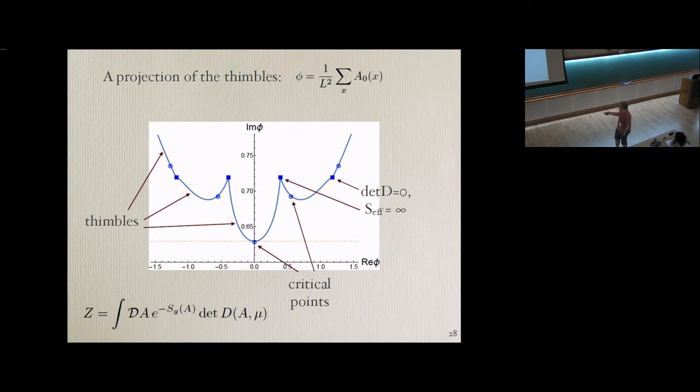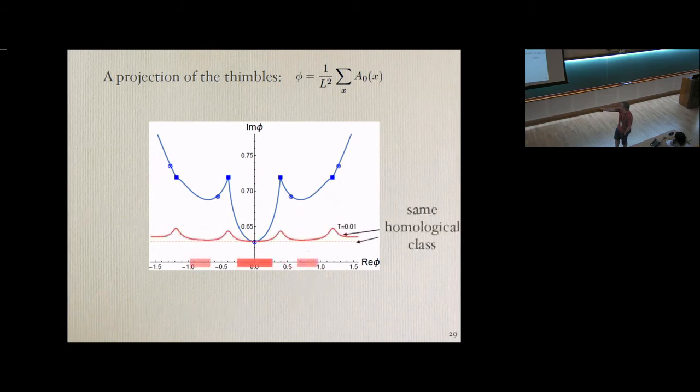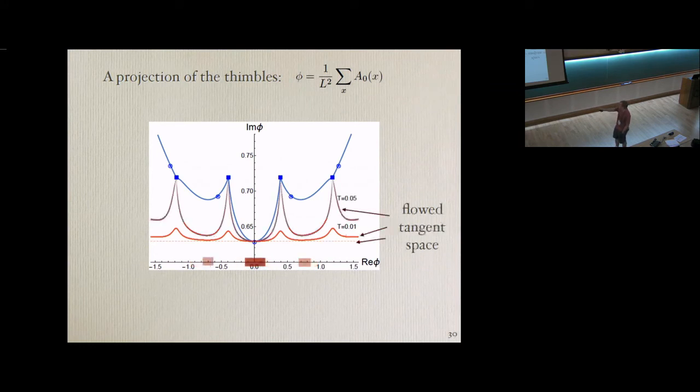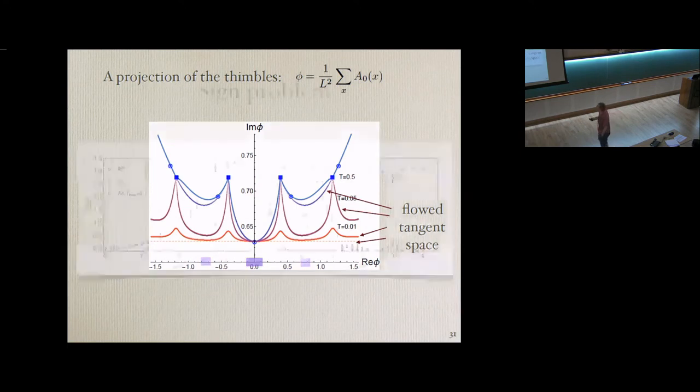It's more advantageous numerically. If I do a little bit of flow, that's the manifold that I get, and you see in the sampling space the distribution will concentrate around the minima of this potential. As I increase the flow time, this is the manifold that I get. The values sampled will concentrate even more. And as I increase the flow time even more, I basically hug the thimbles, and I have a very narrow distribution in the imaginary space.